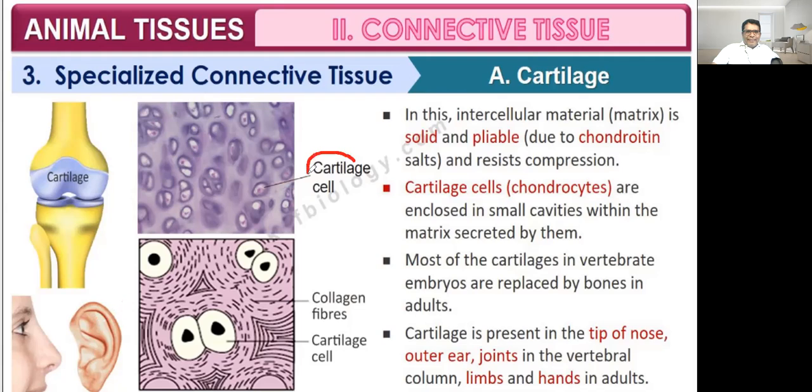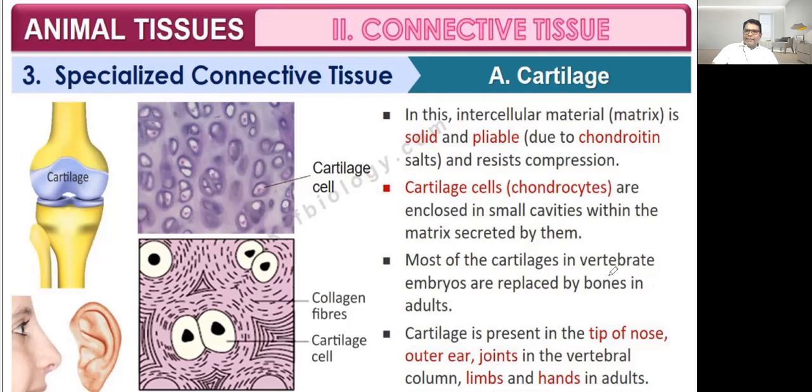Here these cartilage cells are also known as chondrocytes. There are chondrocytes, the cartilage cells, and collagen fibers. The intercellular matrix is solid and pliable. Pliable means flexible, movable. The matrix is solid and pliable due to chondroitin salt. Why is it pliable? Because there is a salt, the name of that salt is chondroitin, and it resists compression. Cartilage cells, also known as chondrocytes, are enclosed in small cavities within the matrix secreted by them.